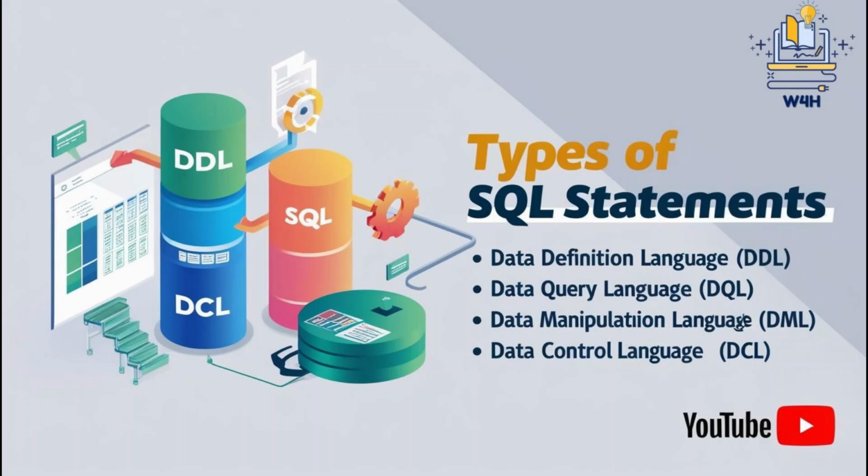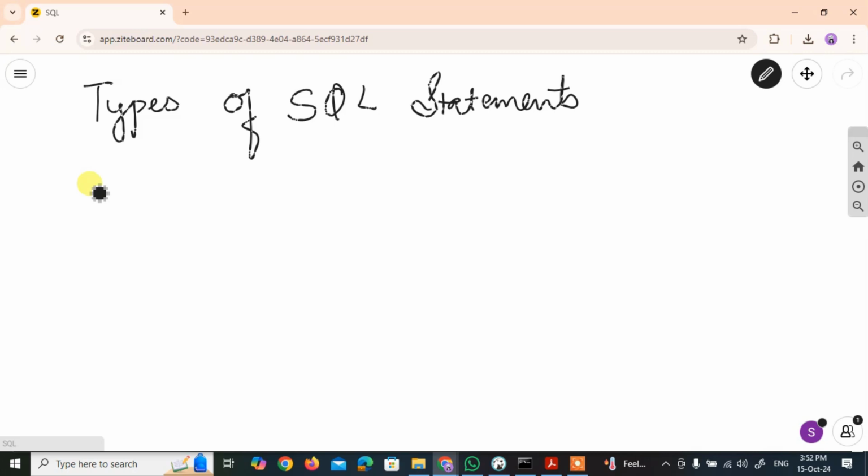Hello, so today we are going to see types of SQL statements. So when we talk about types of SQL statements, the first one in the type is called DDL, that means data definition language. Now when we talk about data definition language, what exactly are the commands or SQL statements that can be written through them?